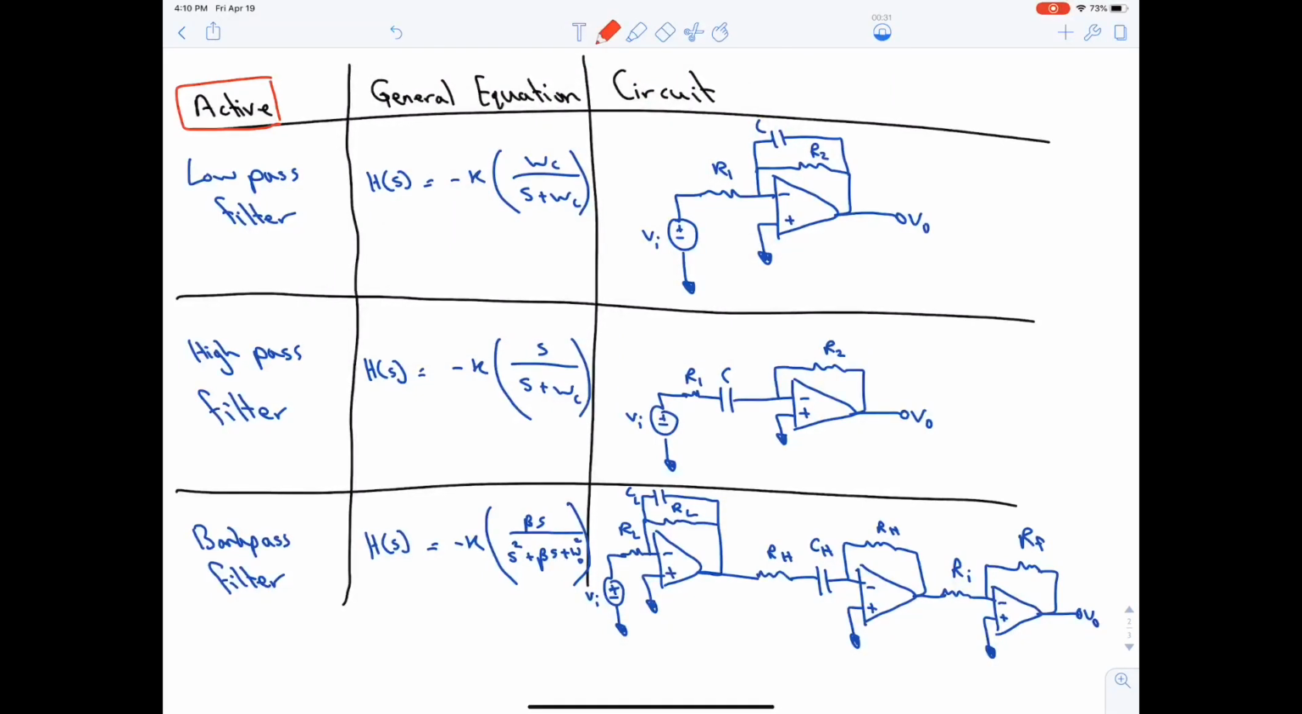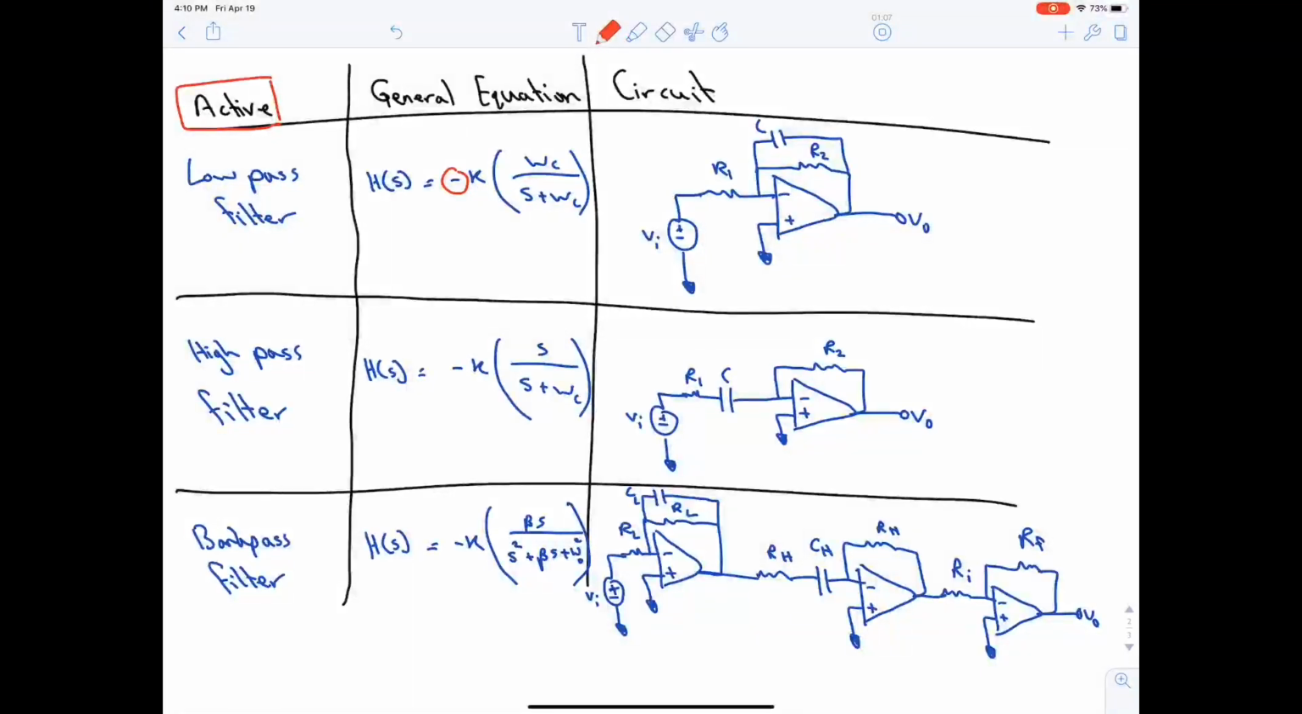The general equation of the active low pass filter is the same as the passive. However, we have a minus k. Okay, in the passive filters it was only k. Here we have a minus sign. Why minus? I will discuss it later on. The circuit of the active low pass filter is as follows. Here we have two resistances, and the capacitor is on the feedback resistance, which is R2. That's an active low pass filter.